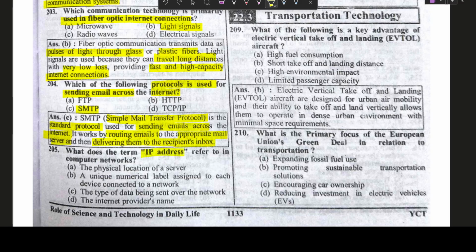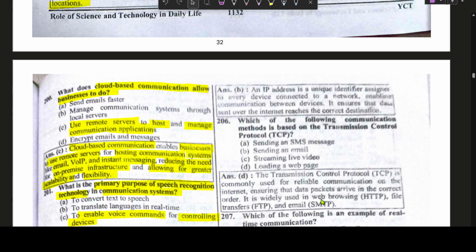What does the term IP address refer to in a computer network? It is a unique numerical number assigned to each device connecting to the internet. Yes, it is correct. An IP address is a unique identifier assigned to every device connected to a network. It enables communication between devices and ensures that data sent over the internet reaches the correct destination.